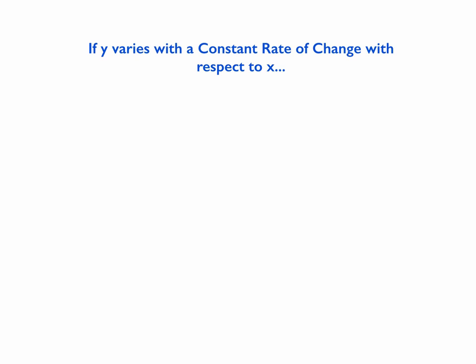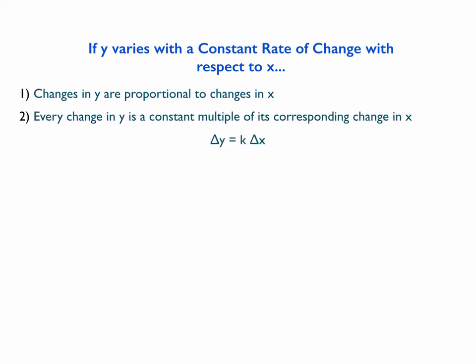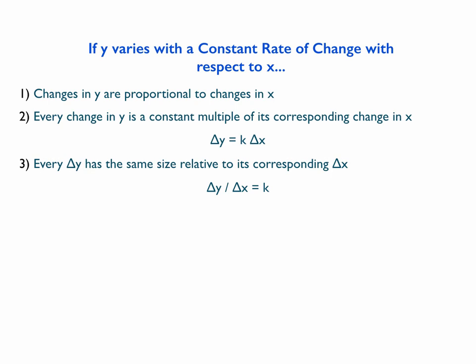So here's as many ways as I could come up with to talk about this once more in summary. If y varies with a constant rate of change with respect to x, changes in y are proportional to changes in x. Every change in y is a constant multiple of its corresponding change in x. And we write that as delta y equals k delta x. Every delta y has the same relative size to its corresponding delta x.